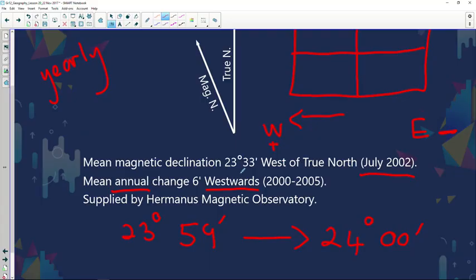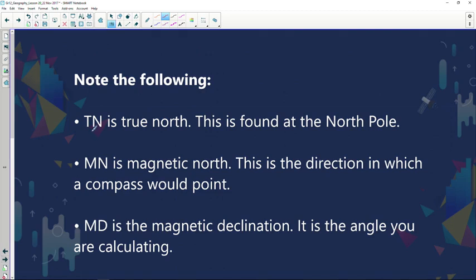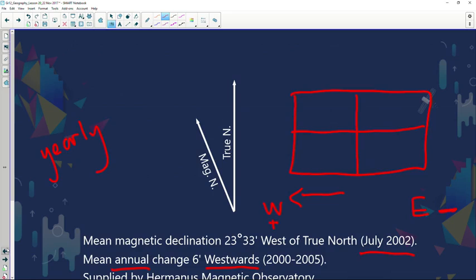So if you look at the mean magnetic declination, it shows 23 degrees 33 minutes. Annual means it changes 6 minutes westwards every year. Let's quickly look at the information. True north is true north. This is found at the North Pole. The magnetic north is the direction that the compass will point. The MD is the magnetic declination. It's the angle that we are going to calculate. It's this angle over here that we are going to calculate.